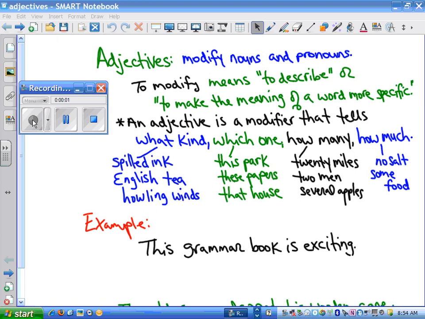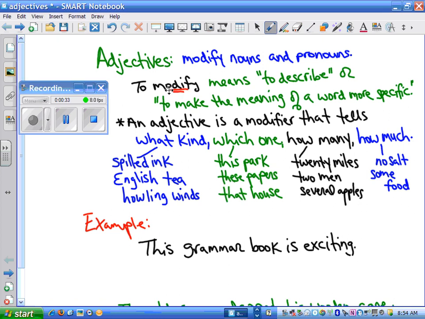So we've been talking about nouns and pronouns and the different categories for each of them. But when we're using nouns and pronouns in a sentence, we like to know something about them. Right? We want to be able to describe them, give information about those nouns and pronouns so we understand them better. So adjectives. Adjectives modify nouns and pronouns.